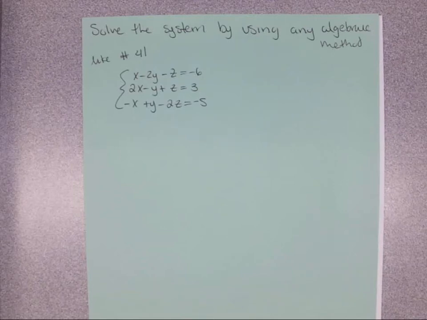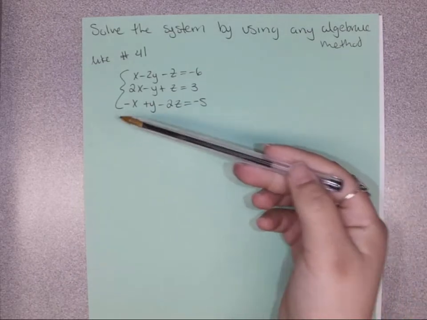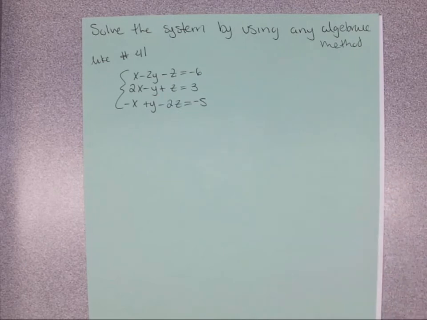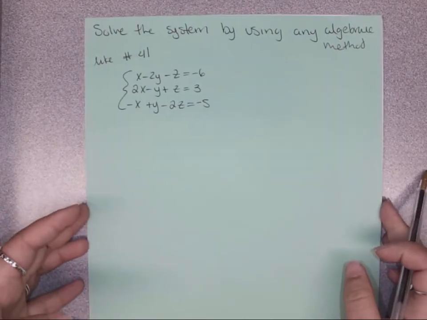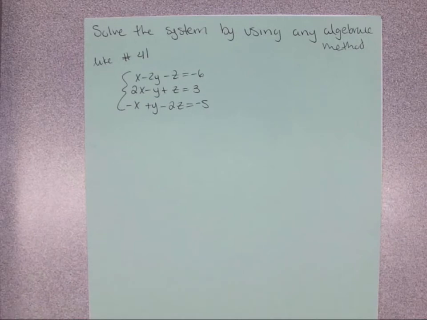Let's take a look at solving the system of three equations by any algebraic method. So we have a system of three equations, three variables, and we're trying to solve for the ordered triple where they all cross each other. For this one, the best way to solve it is to reduce it to a system of two equations. That means we're going to get rid of one of the variables.